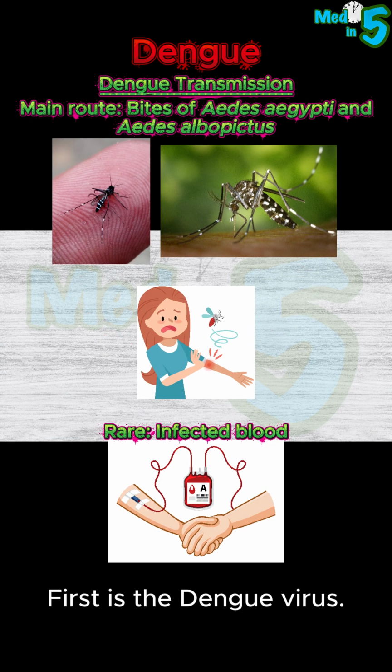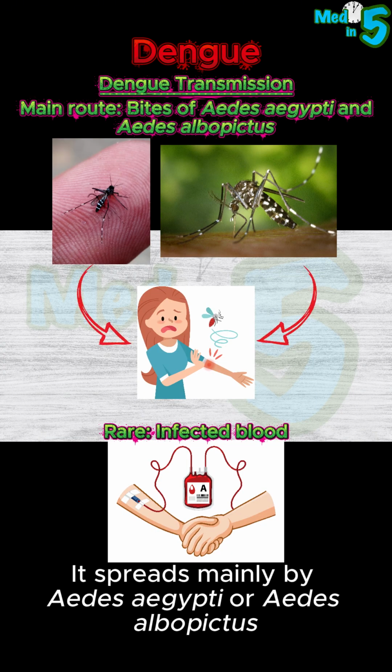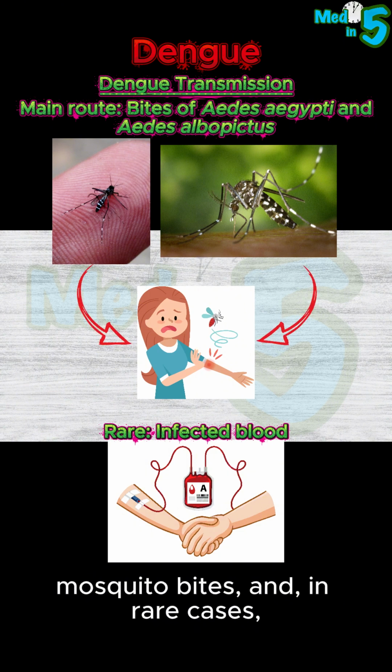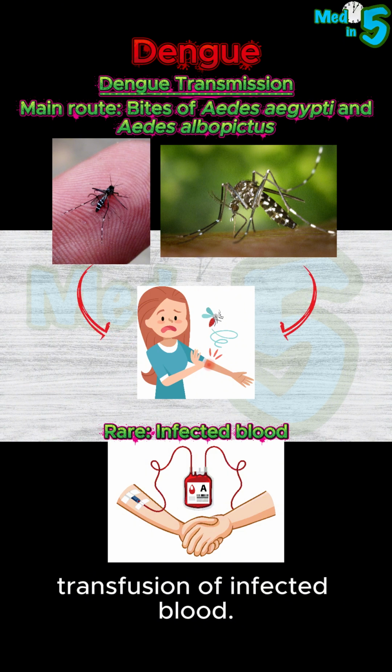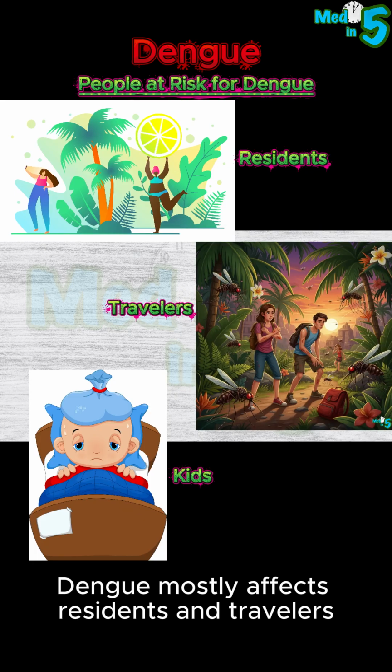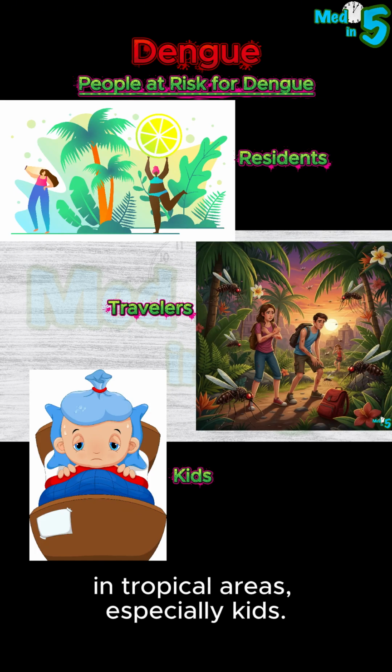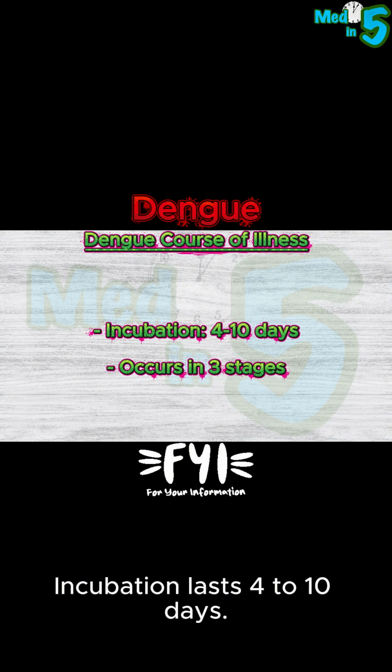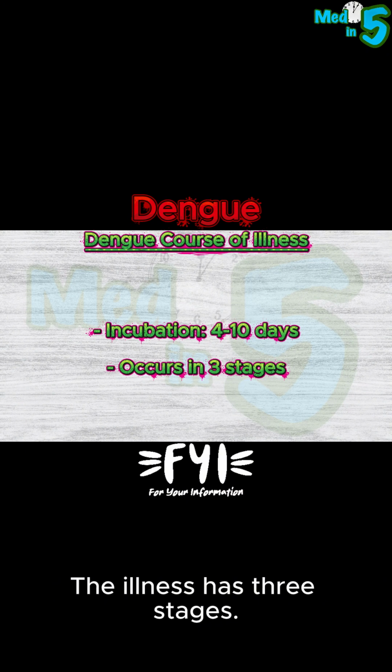First is the dengue virus. It spreads mainly by Aedes aegypti or Aedes albopictus mosquito bites and, in rare cases, transfusion of infected blood. Dengue is endemic in tropical and subtropical regions. Dengue mostly affects residents and travelers in tropical areas, especially kids. Incubation lasts 4 to 10 days. The illness has 3 stages.